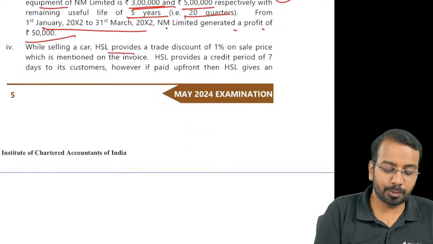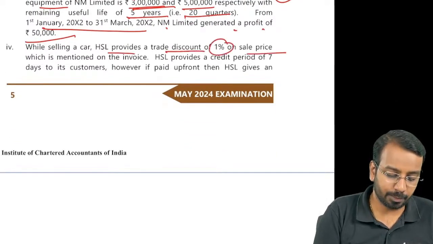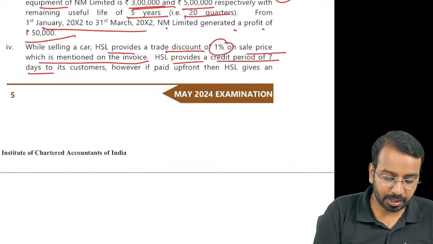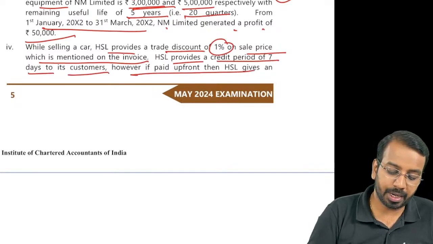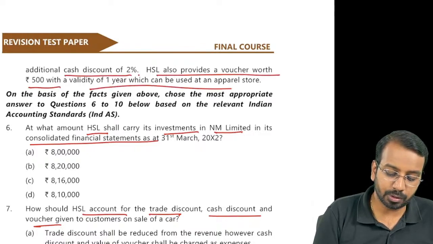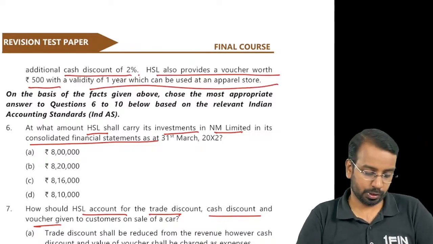While selling a car, HSL provides a trade discount of 1% on the sale price, which is mentioned on the invoice. HSL provides a credit period of 7 days to its customer. However, if paid upfront, HSL gives an additional cash discount of 2%. HSL also provides a voucher worth 500 which can be used at an apparel store. So we have to see what is the question.